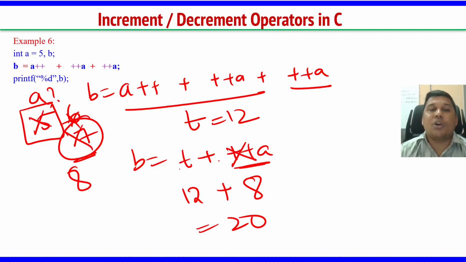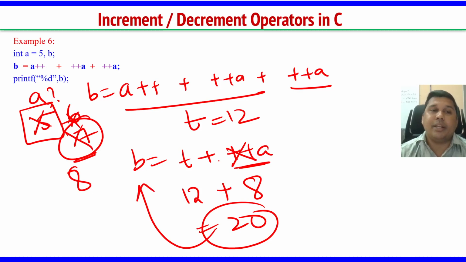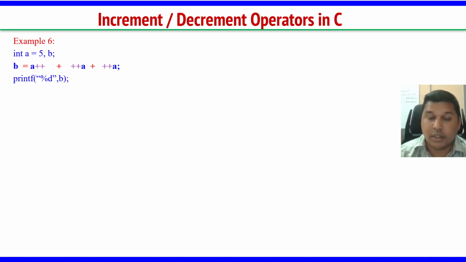And everything in the expression is completed on the right hand side. Therefore, this 20 will be assigned to b. So the answer for this question is 20. Okay. Like this we have multiple expressions.